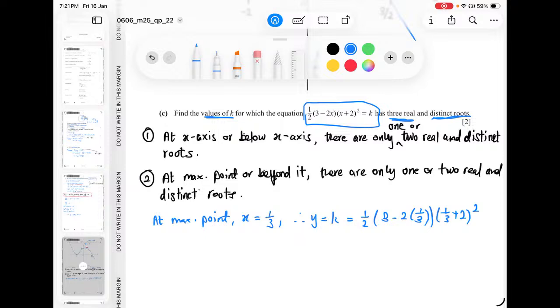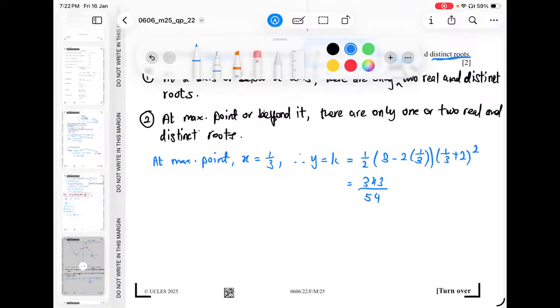So that's going to be your k, the maximum value of k. And now we just find it using the calculator. So I just do 2 times 1 by 3 times 1 by 3 plus 2 squared. So that's going to give you 343 over 54. So that's your y coordinate of the maximum point.